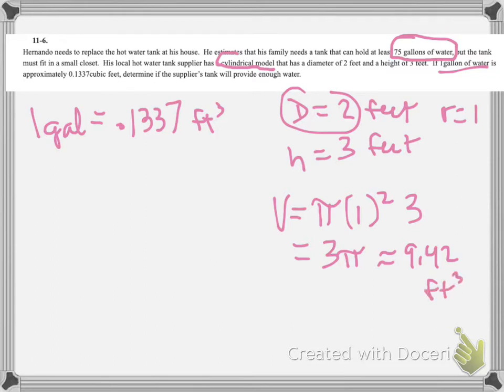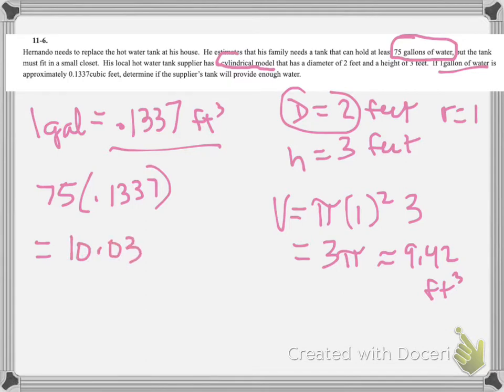And we need 75 gallons, so 75 times 0.1337 will tell us how many cubic feet we need. So 75 times 0.1337 is 10.03. 10.03 cubic feet. This one only holds 9.42 cubic feet, so it's not going to be enough water. Well, it's close, so they're going to have to decide.